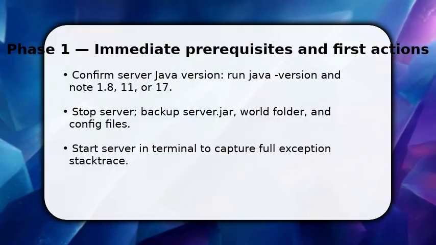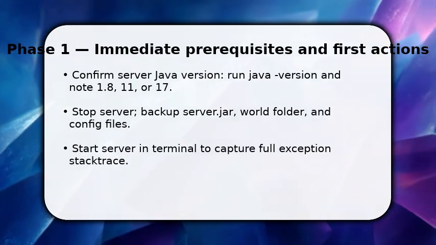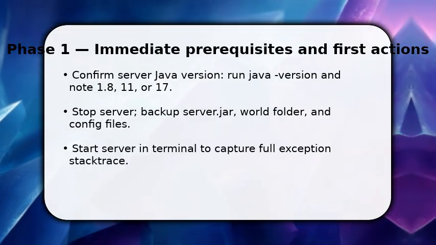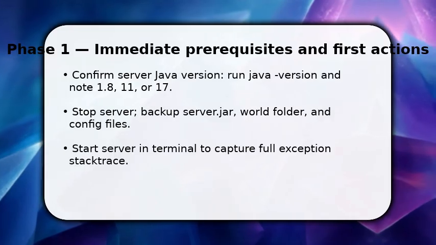You begin by capturing the actual failure. Stop the server, backup server.jar and your world, then run the server from a terminal so you see the full Java exception. Once done, note the Java version and the first exception class and message.